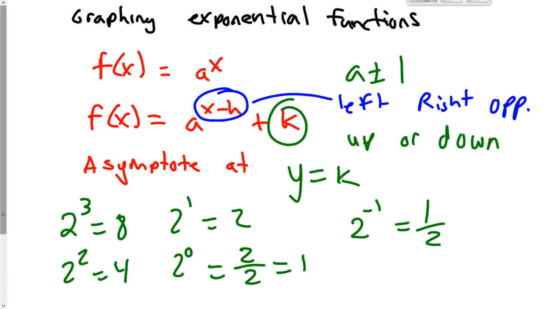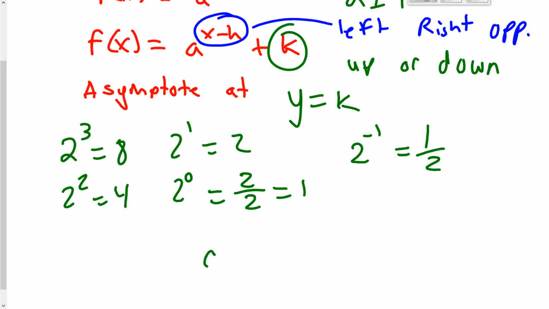So no matter what, anything to the 0 is always going to be 1, because I'd get 3 over 3, 4 over 4. So I'm never going to get 0, right? I get 1/2. 2 to the negative 2, that'd be 1/4, 1/8, and so on. So it's never going to cross 0. So the asymptote's always at y equals 0. But if we add something at the end after our exponent, it moves it up or down. So that adjusts the asymptote. So it's y equals whatever our k is, whatever we're adding after we do the exponent.